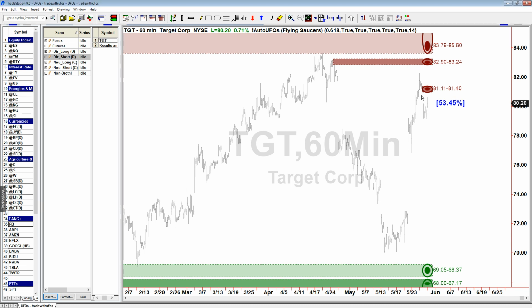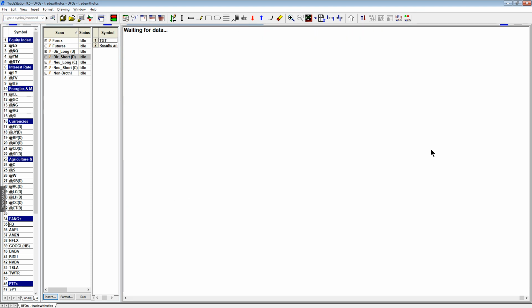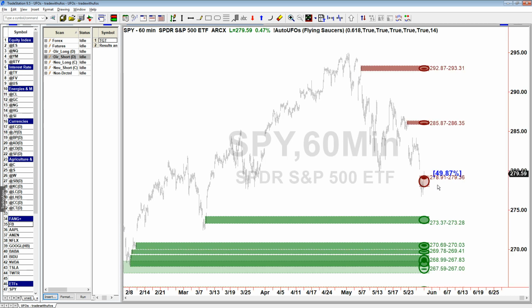Why? Because a UFO forming in Target would be a confirmation that that stock is going down no matter what the S&P is doing. And if what we just saw on the S&P, where the red UFO is now gone, is going to be the beginning of a new uptrend, well, then you don't want to short Target.